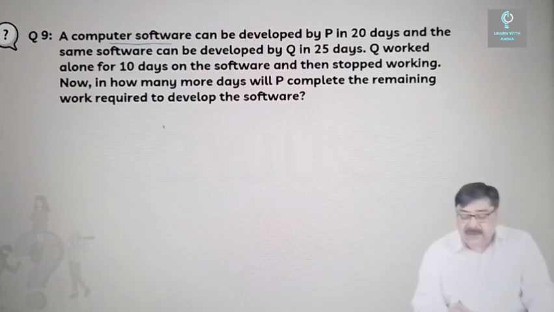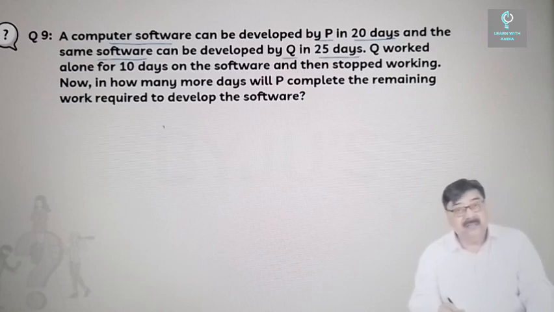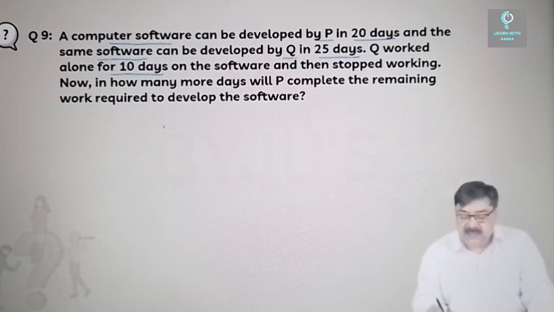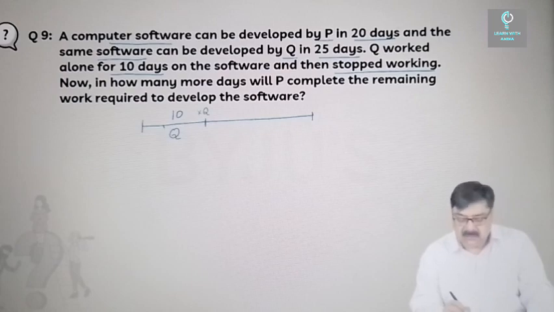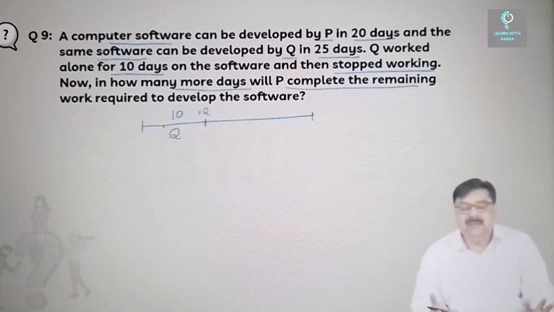A computer software can be developed by P in 20 days. And the same software can be developed by Q in 25 days. Q worked alone for 10 days on the software and then stopped working. Okay, so we need a timeline here. Alright. Now here, Q alone worked for 10 days and then stopped. So after 10 days, Q is not working anymore. Now in how many more days will P complete the remaining work required to develop the software? How many more days? We don't know.